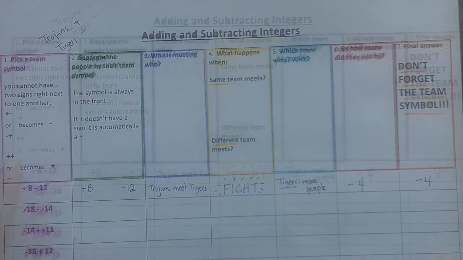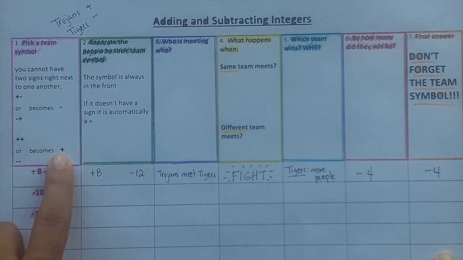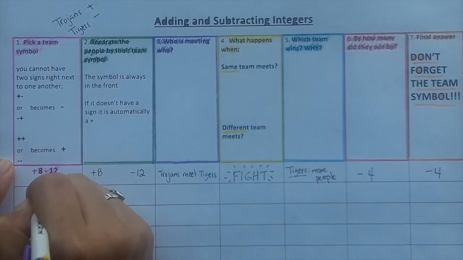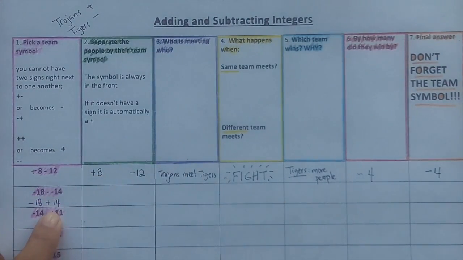Alright, I'm going to breeze through the rest pretty quick because you should already have it. Remember, you can't have 2 signs, so you need to fix the signs. 2 signs right next to each other need to be fixed. So negative and negative becomes a positive. So it's negative 18 plus 14.